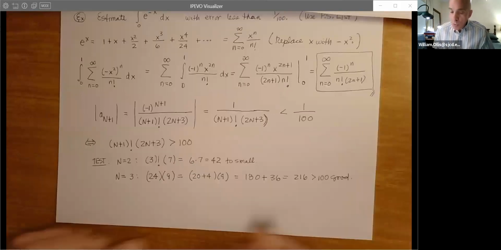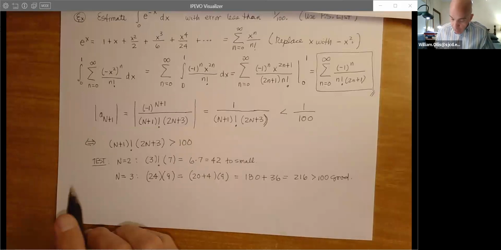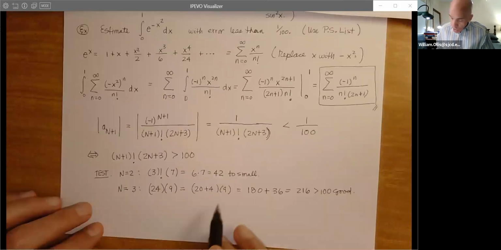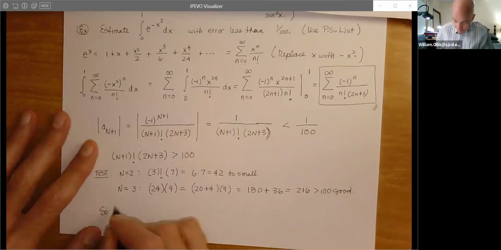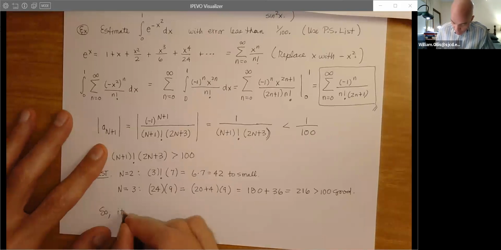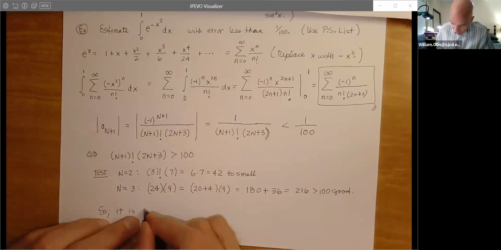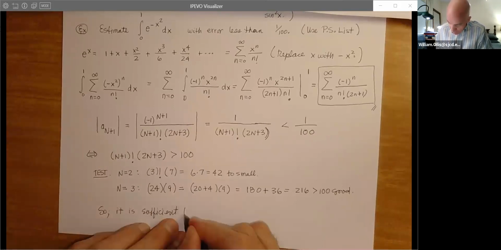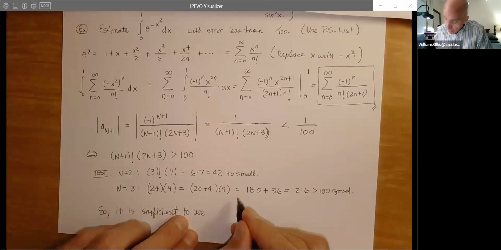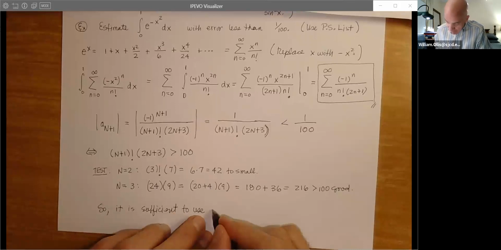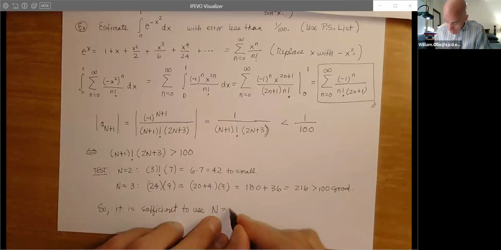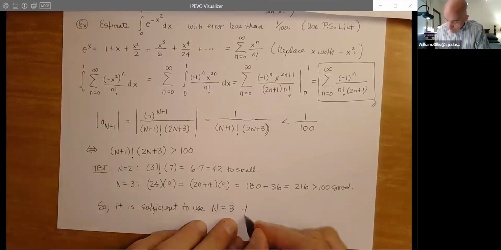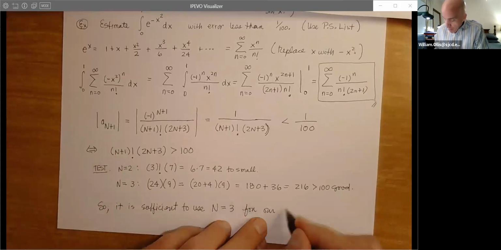So now we can see that if we start this particular progression, we can get what we need. So we're done. It is sufficient to use n equals 3 for our partial sum.